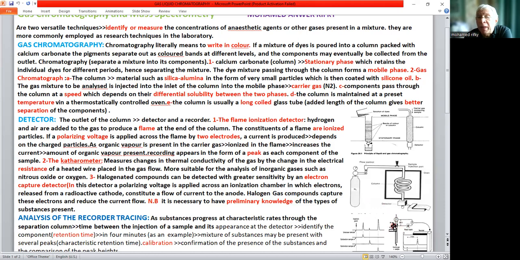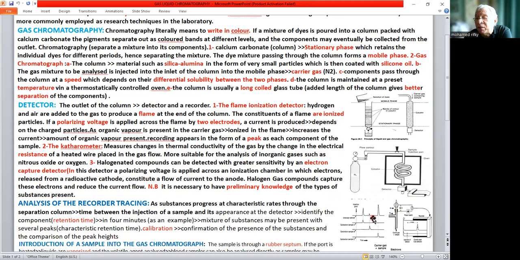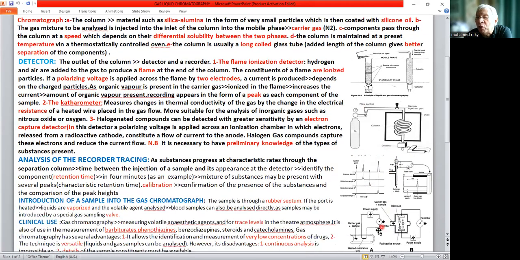The second is the katharometer. The katharometer is made of a heated wire whose resistance is affected by the inorganic materials passing. It is specific for inorganic materials such as oxygen and nitrogen. So this katharometer will change the resistance of this wire according to the gas passing by it.